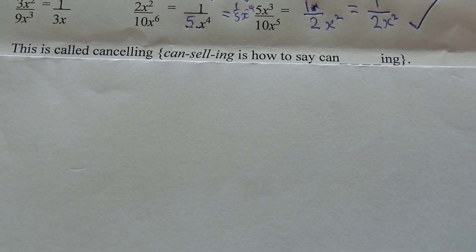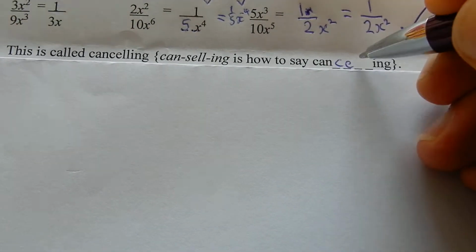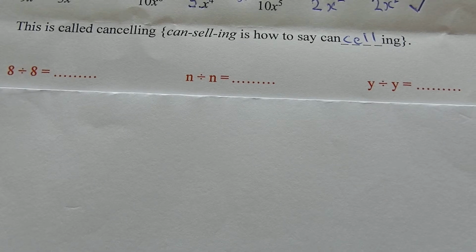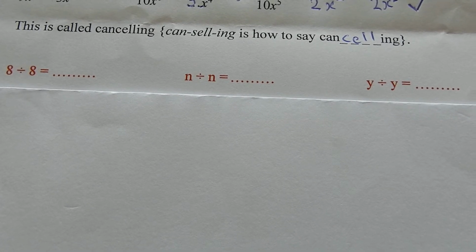Cancelling is how to spell cancelling. Cancelling. Oh, cell, just like biology. Okay. 8 divided by 8. These are the ones in my worksheets. Find out if you're listening.